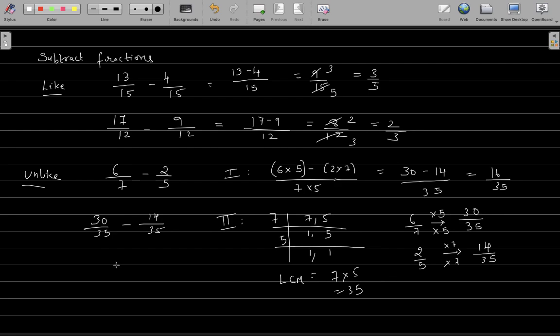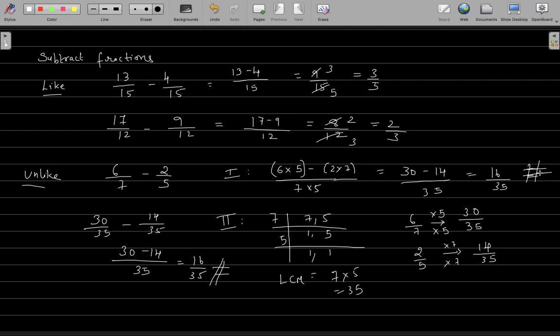Now once you have done this, you have converted them to like fractions. Now you can keep the denominator as it is and subtract only the numerators, which is 30 minus 14, that is 16 upon 35, which is the same answer which you got from method 1 also, right?